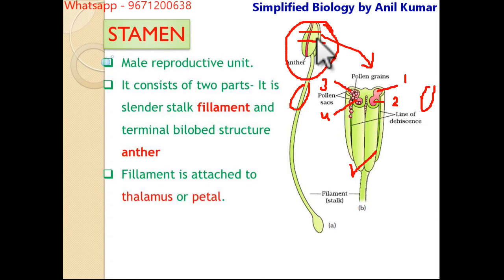That part consists of the filament, and the upper part is named the anther. The filament is attached to the thalamus part, or sometimes to the petals, when it is fused in nature.